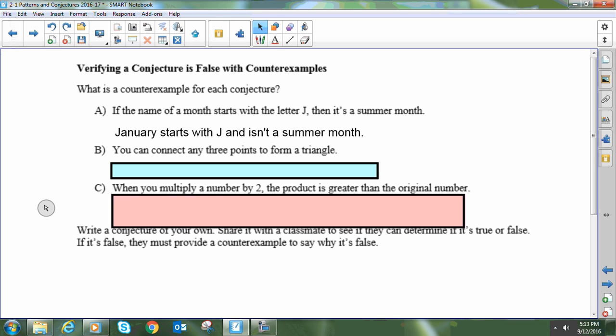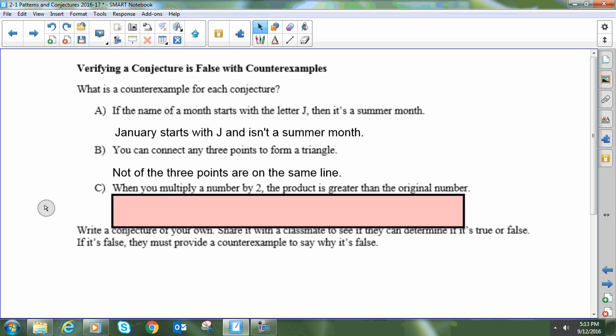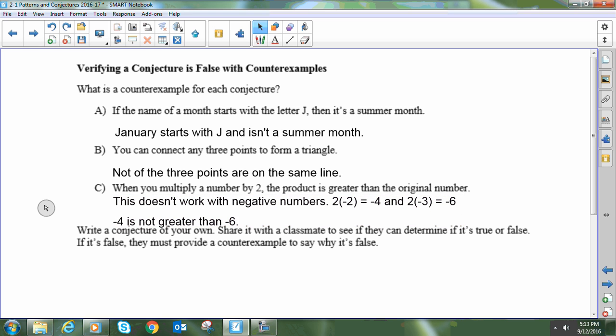You can connect any 3 points to form a triangle. Sure you can, unless the 3 points are on the same line. And when you multiply a number by 2, the product is greater than the original. Well, it could, but it doesn't always. What if the numbers are negative? Or what if the numbers are fractions? Or what if the number is 0? So those don't really work.